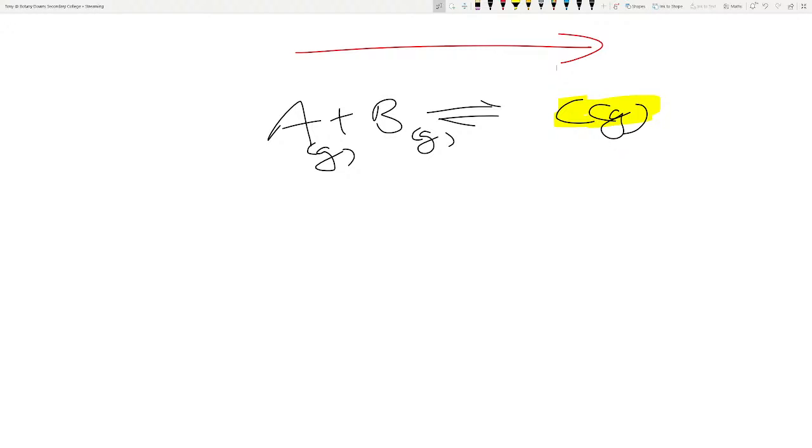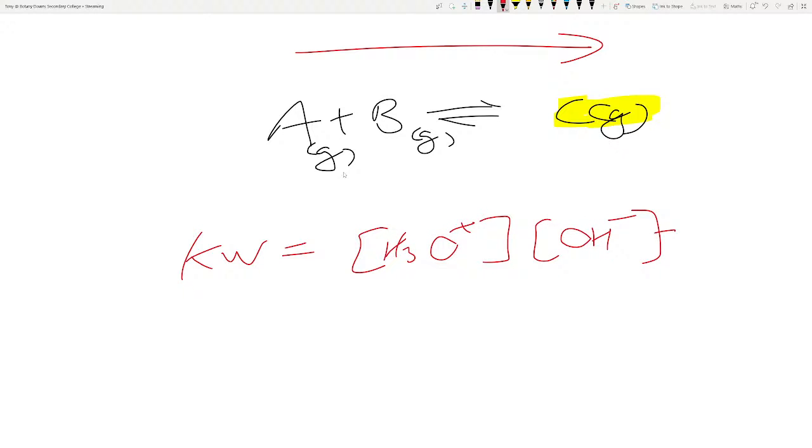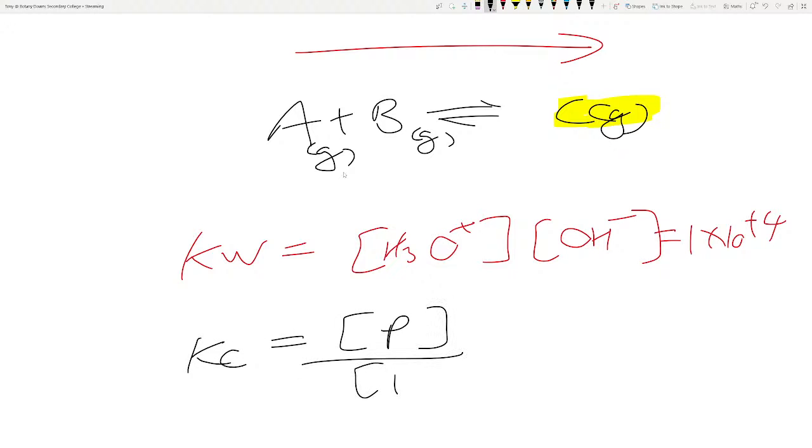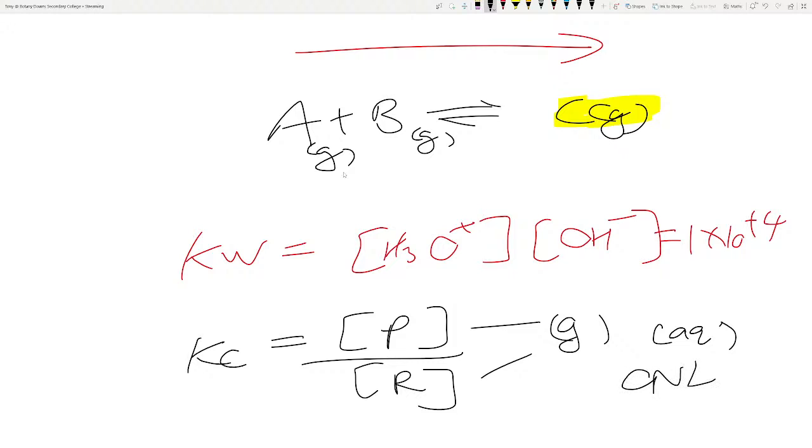How do you calculate Kc? Kw you don't need to calculate. Kw is just H3O plus times OH minus, which is on your equation sheet, 1 times 10 to the power negative 14. To calculate Kc, it's the products divided by the reactants, and you need to make sure that this is only gas and aqueous only. So no liquid and no solid species in there.